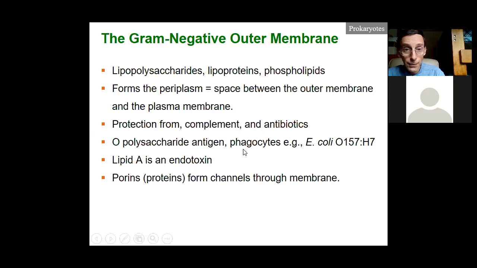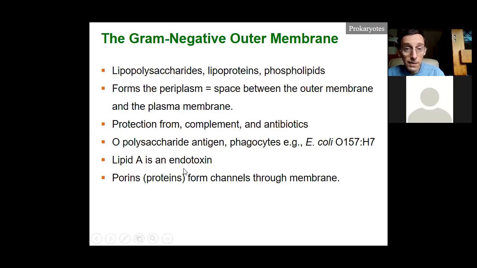cells. You can find some antigens in the outer membrane of the gram-negative cell, and that can give the cells antigenic differences, like E. coli O157:H7. These are antigens. O157 is the O polysaccharide that comes from the outer membrane of the gram-negative cell. And that's a bad variant of E. coli. It can make people sick.